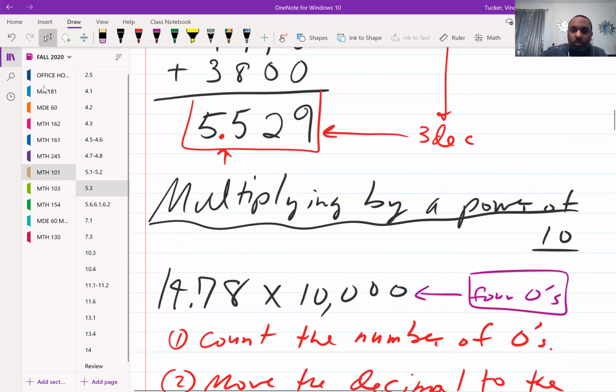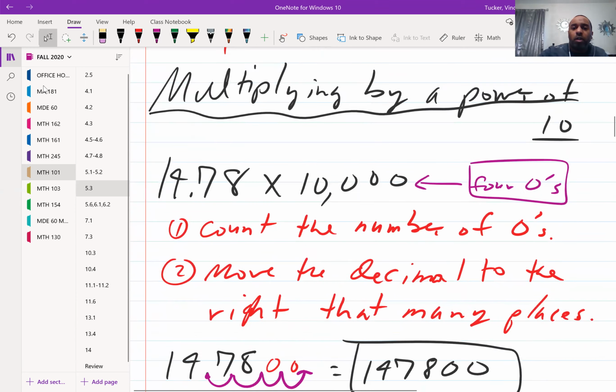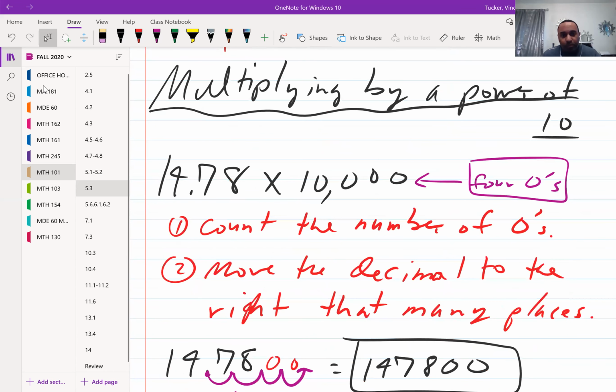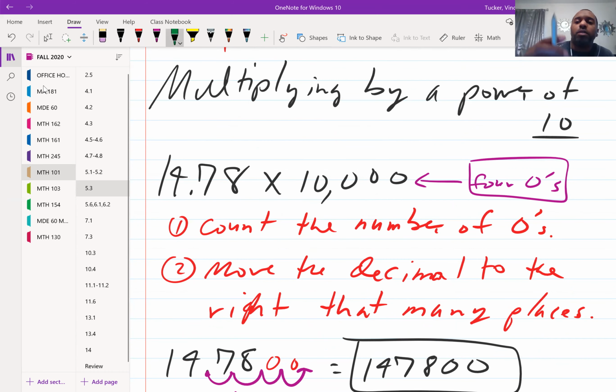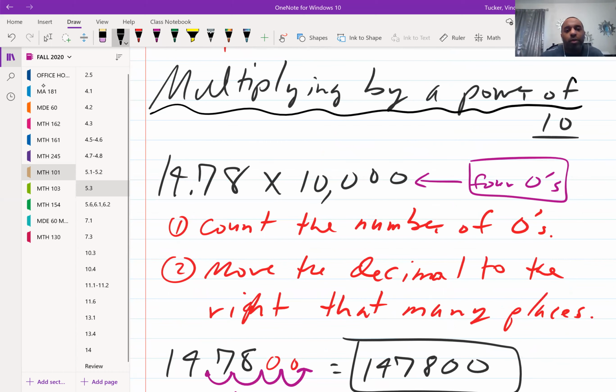All right, so multiplying by a power of 10. So if we have, I probably could make that line a little more straight. So if we have 14.78 and we wanted to multiply by 10,000.